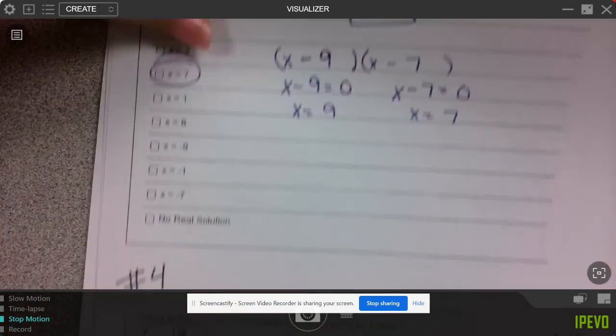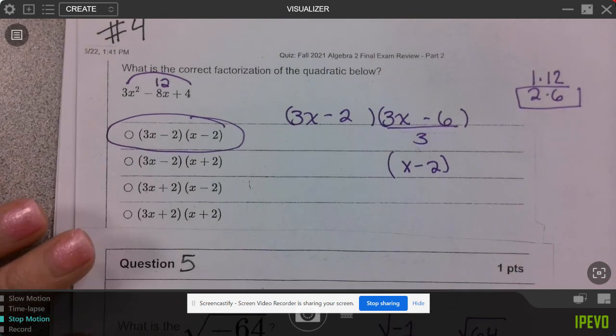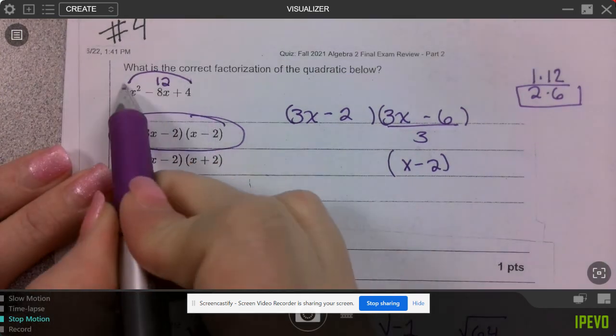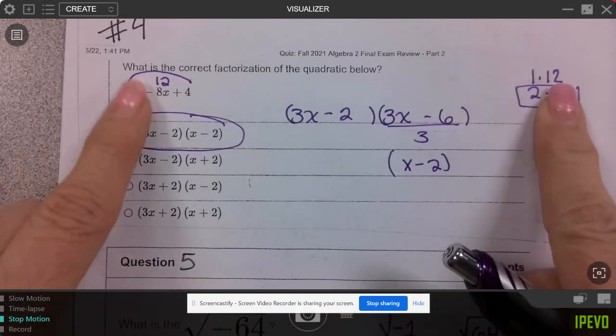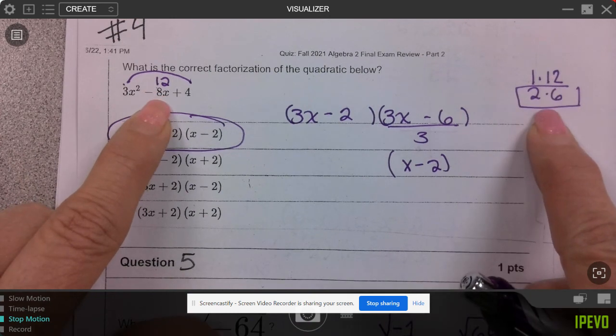I think I made that a little bit more complicated than it was. On number 4, it says, what's the correct factorization? Same thing. I did a times c is 12. 2 numbers that multiply to AC and add up to b was 2 and 6.